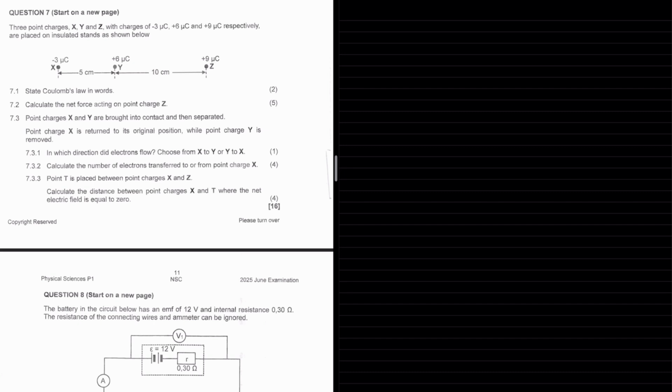3 point charges X, Y, and Z with charges -3 microcoulombs, 6 microcoulombs, and 9 microcoulombs respectively are placed on insulated stands as shown below. We leave at 7.1. 7.2 says calculate the net force acting on point charge Z. Okay, so to answer this question, we will need to work out the force of X on Z, and then the force of Y on Z. We can calculate this using K Q1 Q2 over R squared.